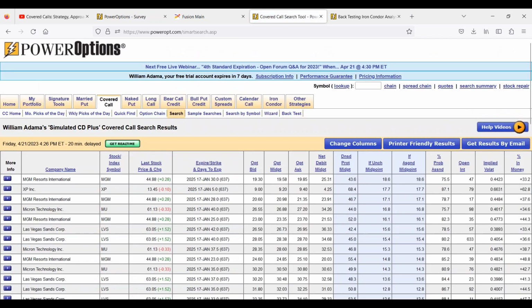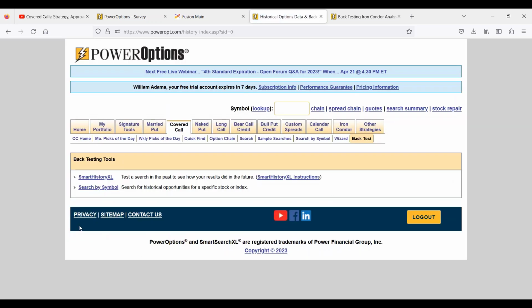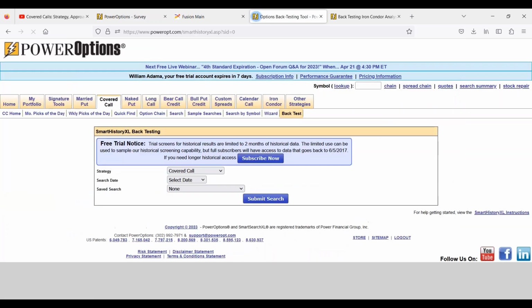Now, just as we did with our iron condor study, let's go back midweek. Let's go to backtest. Let's go to Smart History Excel. Let's go to April, the 14th or the 17th. We'll go to the 17th. Let's just see what's there.